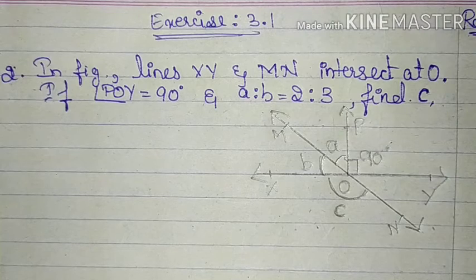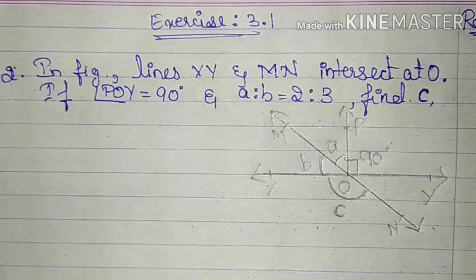Good day to you, children. In the last class we learned a theorem that stated that vertically opposite angles are equal. We also solved several solved examples from your textbook, and your homework in that class was to solve the first question from exercise 3.1. So in today's class I'll begin with the second question from exercise 3.1.